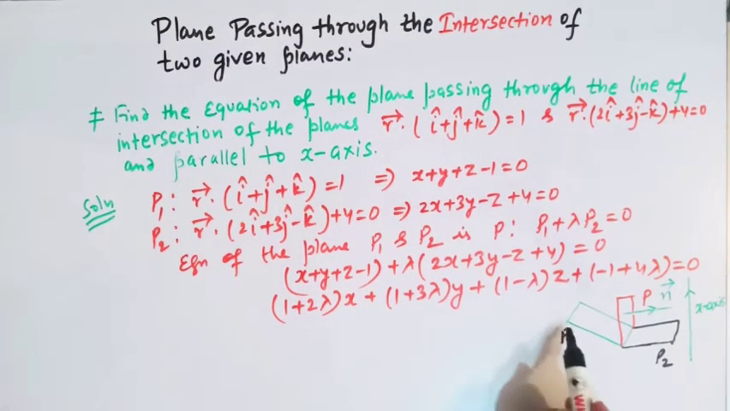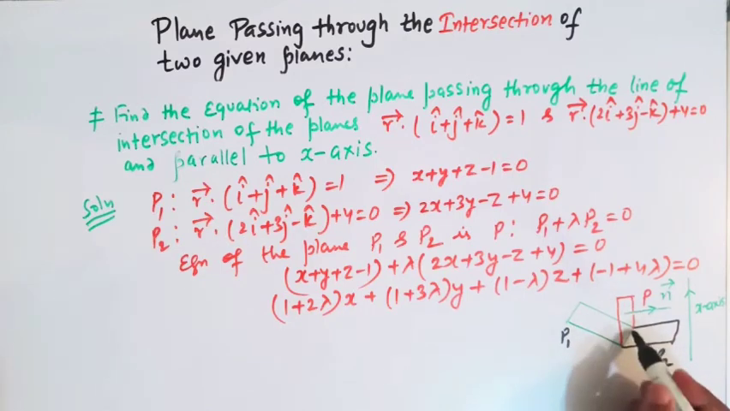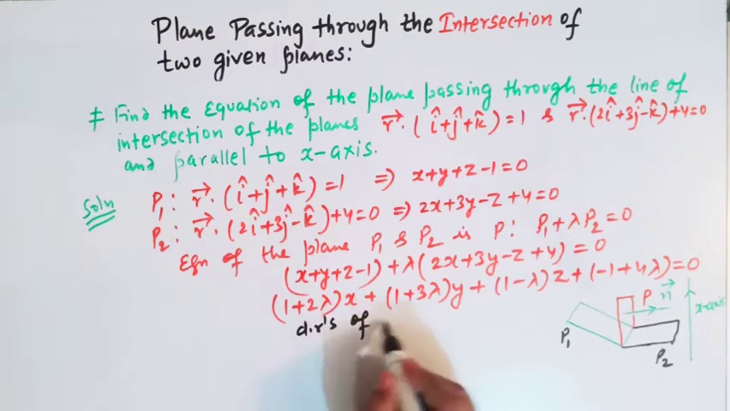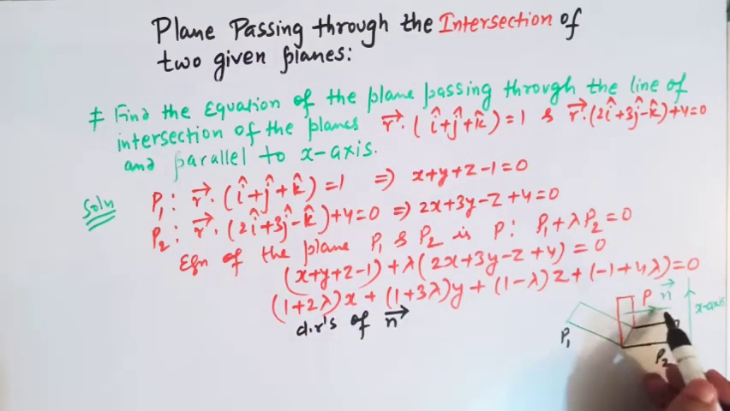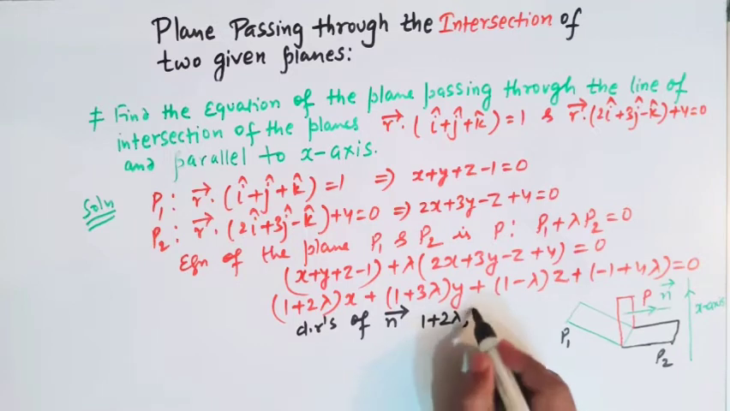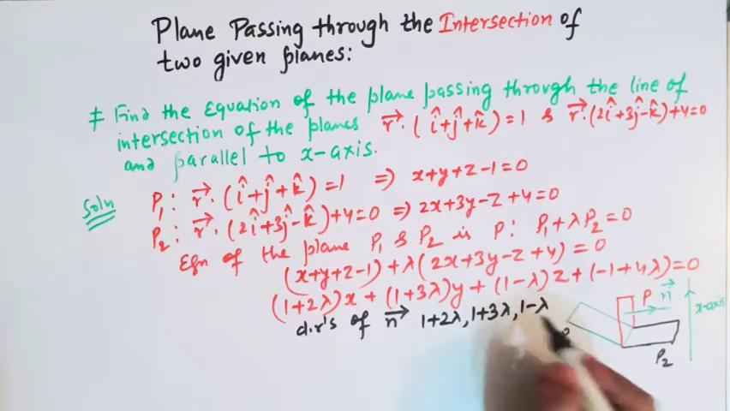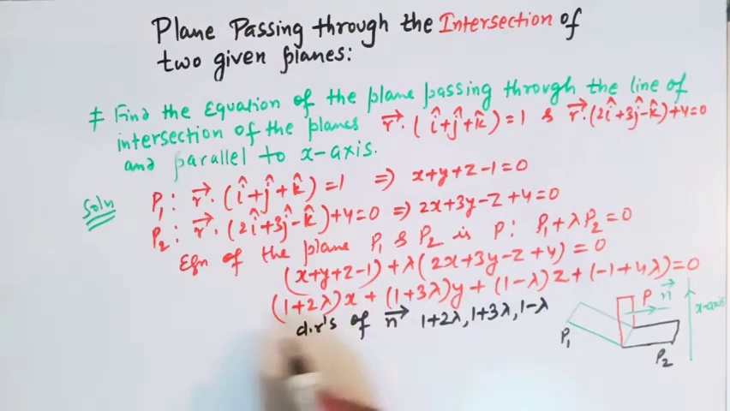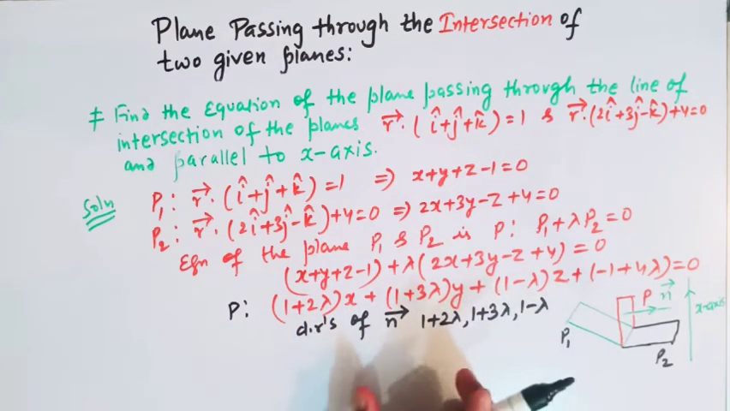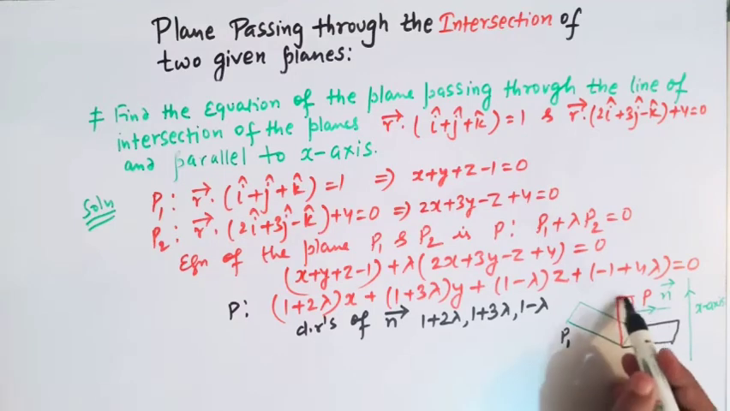Now viewers, here we have this plane P1, here we have plane P2, and the plane passing through the intersection of the planes P1 and P2 is given by P, and this is the line of intersection of these two planes. The DRs of the normal vector to this plane P are given by 1 plus 2 lambda, 1 plus 3 lambda and 1 minus lambda, right? Because this is the Cartesian equation of this plane P, and the coefficients of x, y and z are the direction ratios of the normal vector to this plane P.